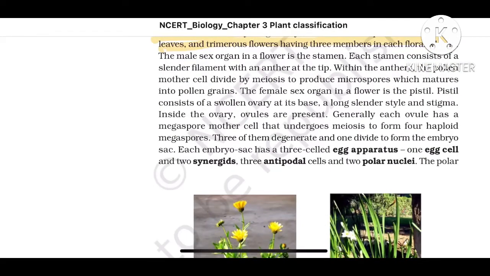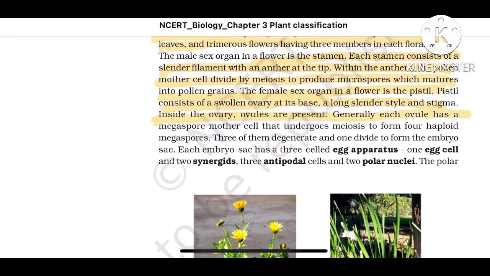The male sex organ in a flower is the stamen. Each stamen consists of a slender filament with an anther at the tip. Within the anthers, the pollen mother cell divides by meiosis to produce microspores which mature into pollen grains. The female sex organ in a flower is the pistil. The pistil consists of a swollen ovary at its base, a long slender style and stigma. Inside the ovary, ovules are present.